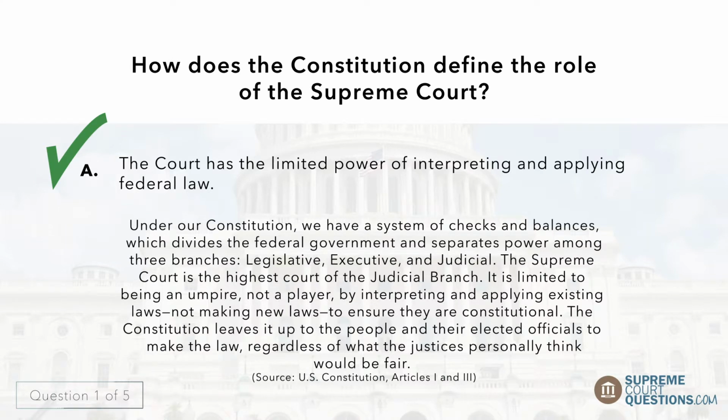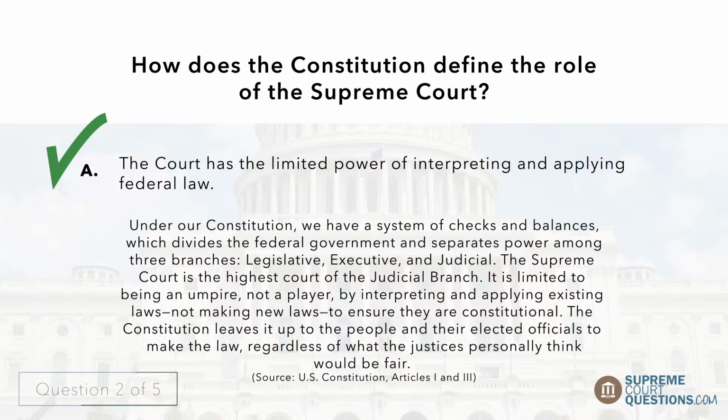Under our Constitution, we have a system of checks and balances, which divides the federal government and separates power among three branches: legislative, executive, and judicial. The Supreme Court is the highest court of the judicial branch. It is limited to being an umpire, not a player, by interpreting and applying existing laws, not making new laws, to ensure they are constitutional. The Constitution leaves it up to the people and their elected officials to make the law, regardless of what the justices personally think would be fair.